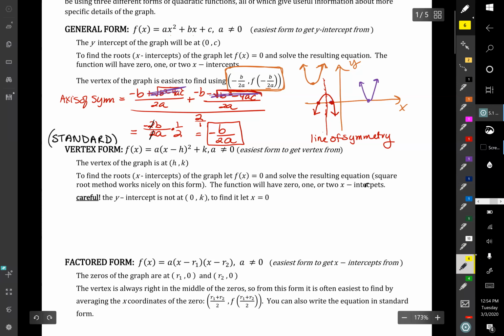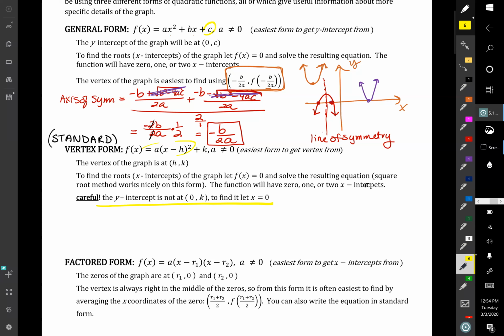because of this, the y-intercept is not at (0, k). To find the y-intercept, we need to let x equal 0. That's a pretty common mistake because we're looking up here and thinking, oh, it's just the constant that's left, that's my y-intercept. But that's not the case when it's in vertex form, because this part isn't going to come out to be 0. So we've got to be careful with that.